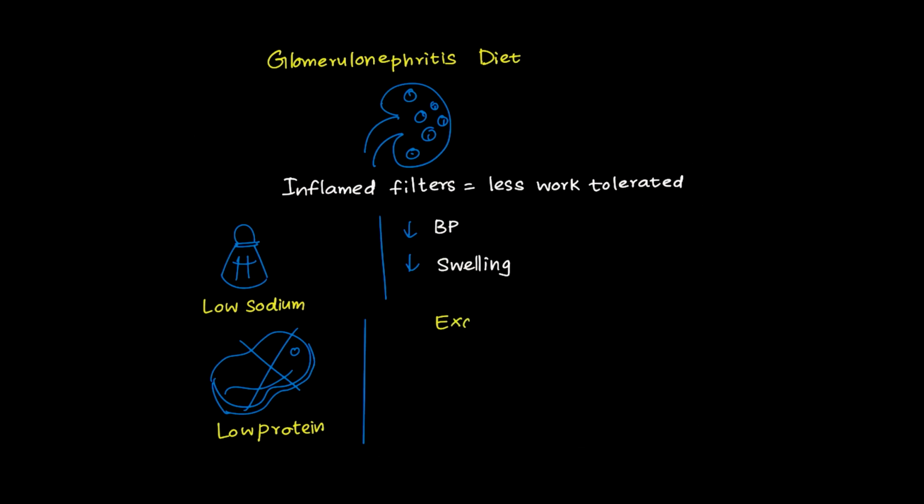Protein is the second target. When the body breaks down protein, it produces nitrogen waste, mainly urea, that the kidneys must clear. Damaged glomeruli cannot keep up. So urea builds in the blood and the patient feels sicker. Lower protein intake means less waste to filter.